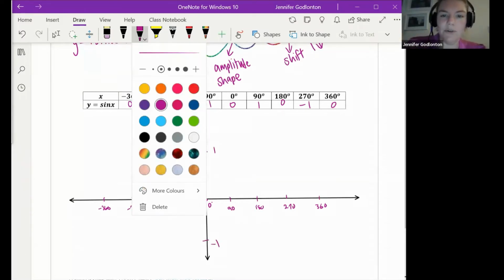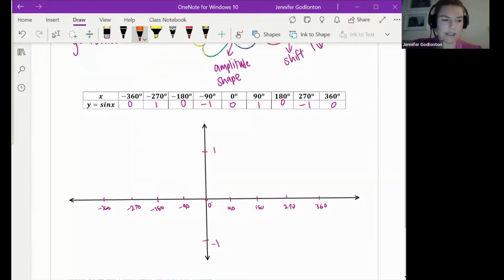For those of you who are feeling a little bit confused that you're seeing degrees on the x-axis: when we're dealing with trig functions, on the x-axis we always deal with degrees, and on the y-axis we normally just deal with the numbers that we would have as our answer. Okay, so let's try and plot this.